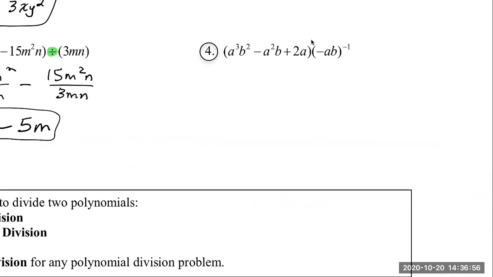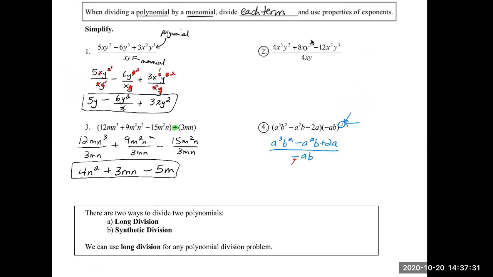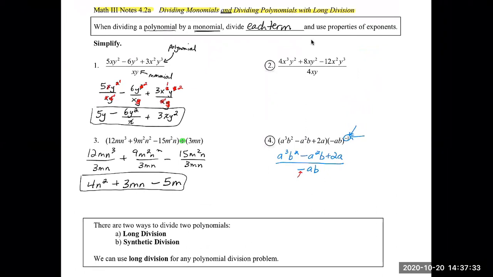Number 4 is a try this example for you. Notice that the -1 exponent, that's going to create a polynomial. And again, since we have an exponent of -1, that's going to put that negative AB in the denominator. And then you'll divide each term by negative AB. And when you divide, make sure you switch the signs because of that negative. So that was the first part of the lesson, just dividing each term by a monomial.